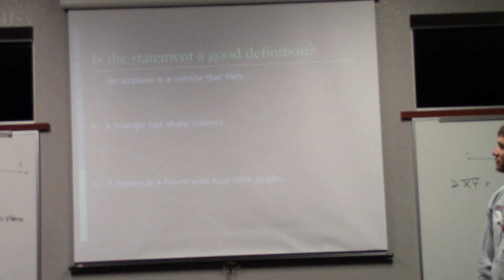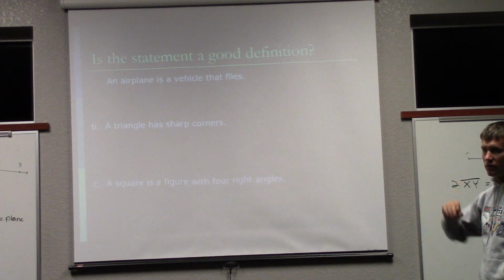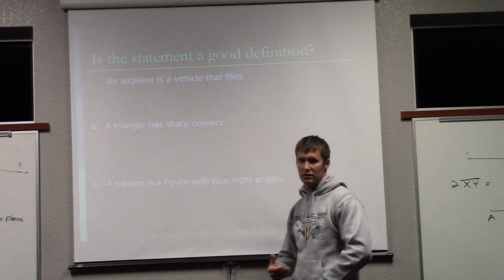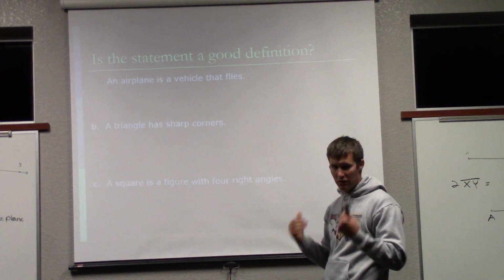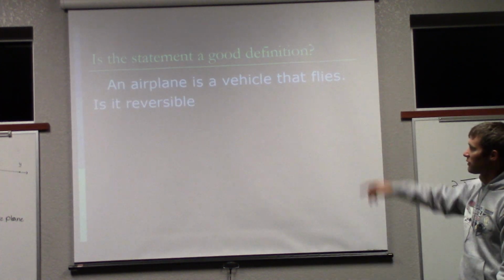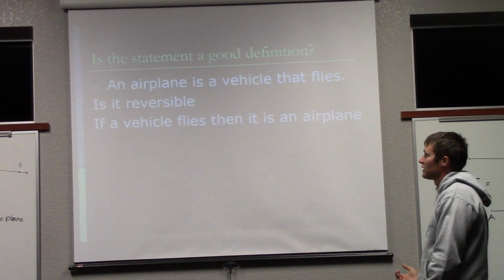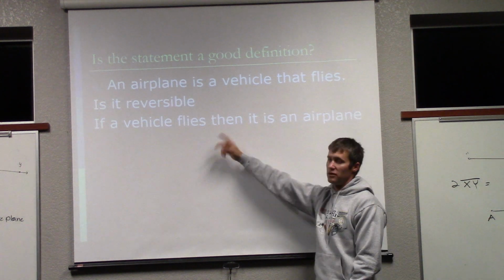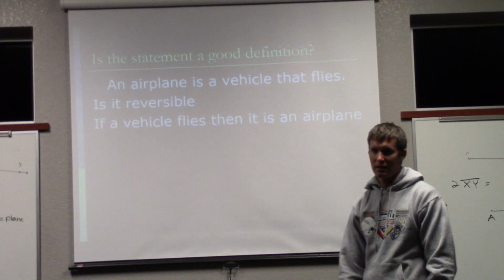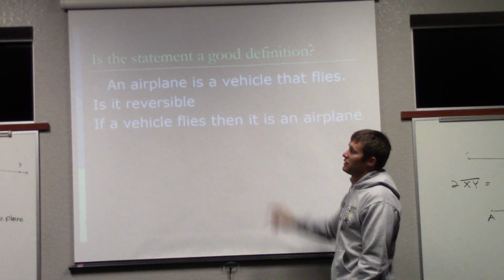An airplane is a vehicle that flies. So, is this a good definition? If the vehicle is an airplane, then it flies. That would be a statement we could say. We want to write it as a condition. Is it reversible? So think about it. If a vehicle flies, then it is an airplane. Is this true? Is there any other vehicle that may fly that's not an airplane? Well, a helicopter. So it's not reversible. That's a bad definition.